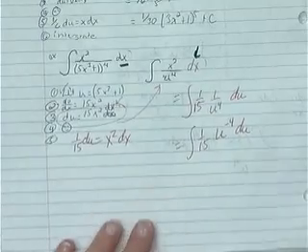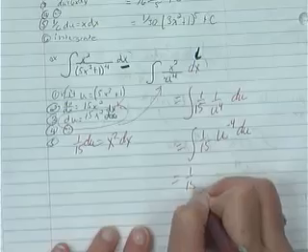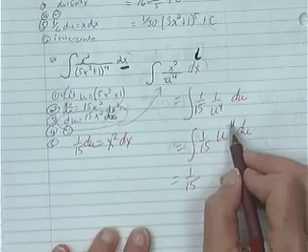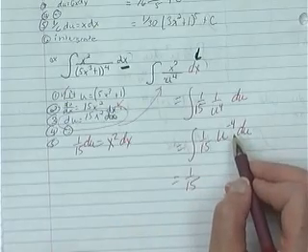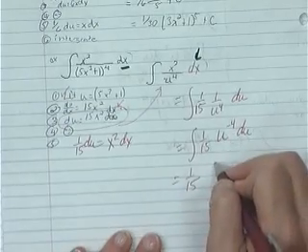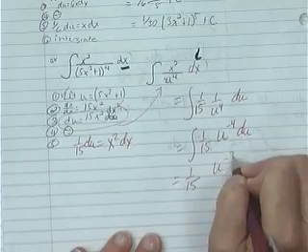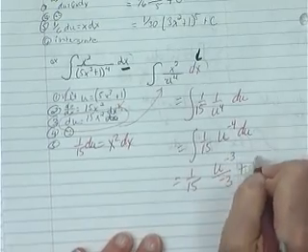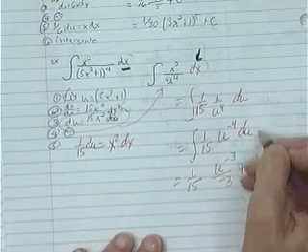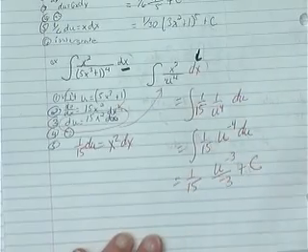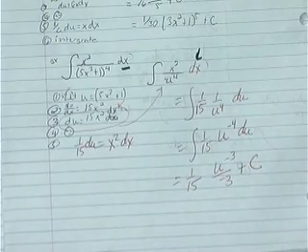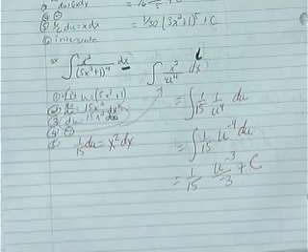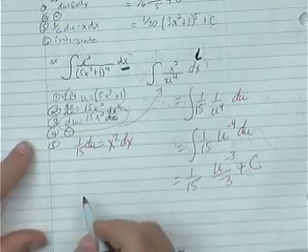Okay, so let's go with it. That would be 1/15, and now we got a u to the negative 4 du. We're going to add 1, so that would be u to the negative 3 over negative 3 plus c. All right, but that was not the original problem. We converted it to something simple. We now have to go back with what u really is.